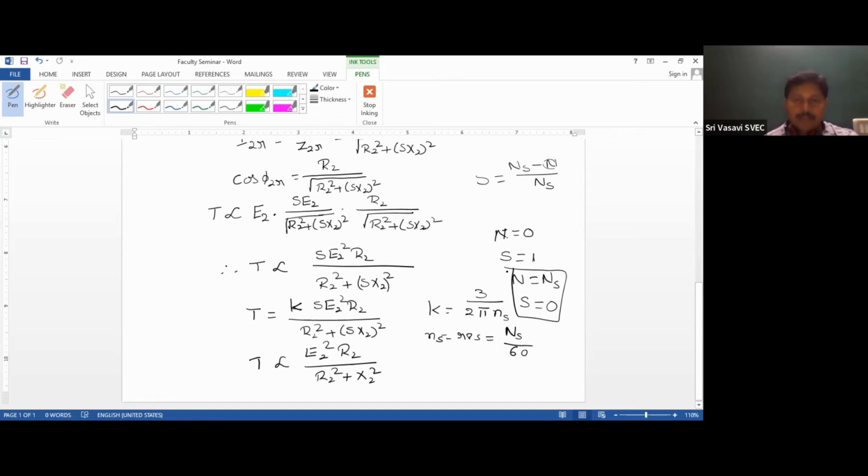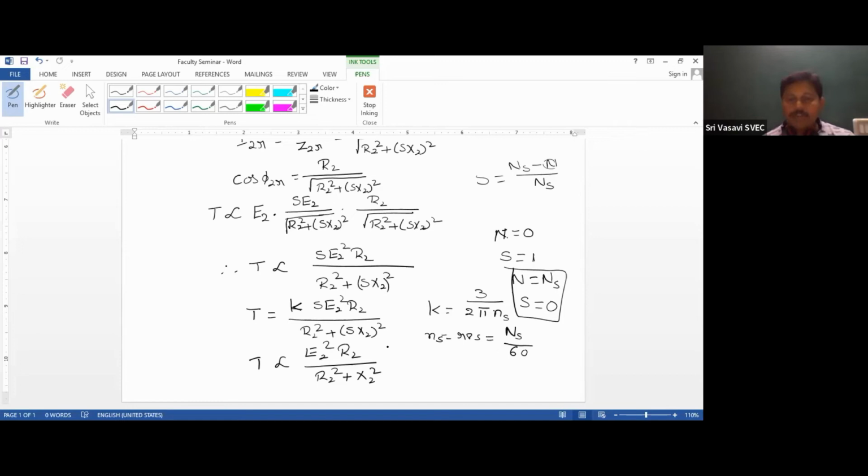At the time of starting, slip S equal to 1. So therefore, T is directly proportional to E2 square R2 by R2 square plus X2 square. That means at the time of starting, the torque depends on the rotor resistance. In case of a squirrel cage rotor, the rotor resistance is very, very low. So for a squirrel cage rotor, the torque is very low. It has low starting torque.